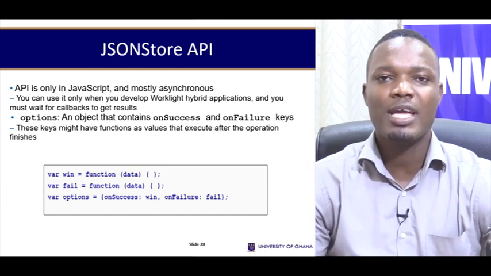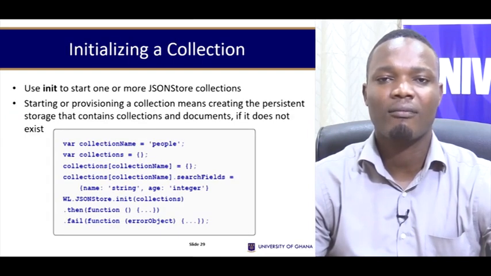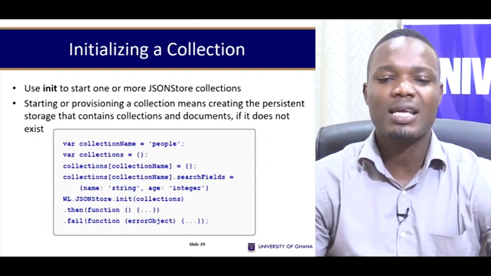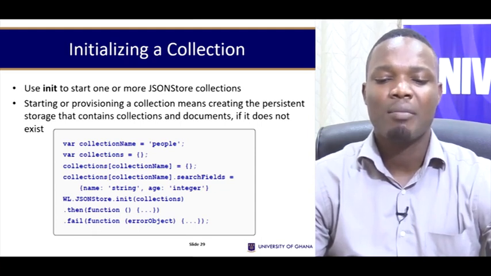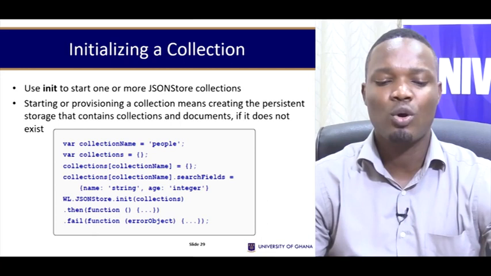Now, the JSONStore API is only in JavaScript. You can use it when you develop Worklight hybrid applications, and you must wait for callbacks to get returns. To initialize a collection, we will use the init function. So we start a collection by means of creating a persistent storage that contains collections and documents if it does not exist. So the code snippet here is showing us how we can initialize a collection. Here the collection name is people.